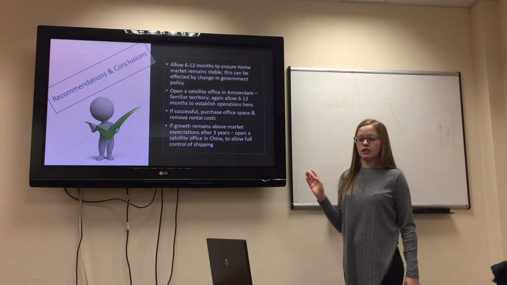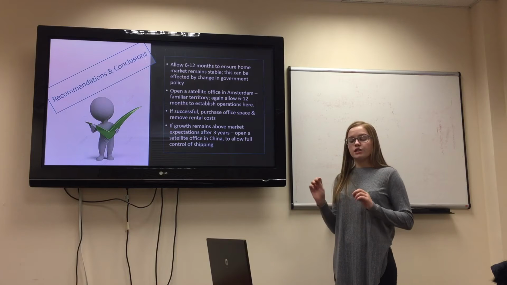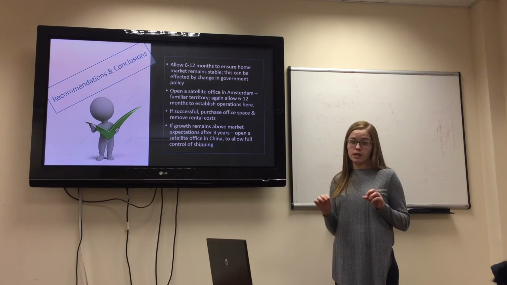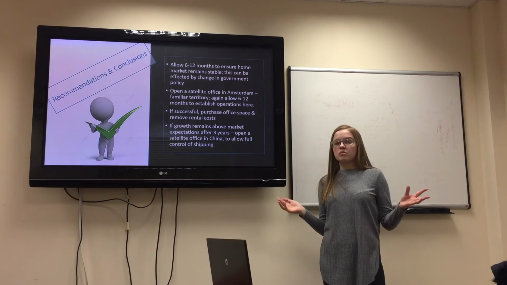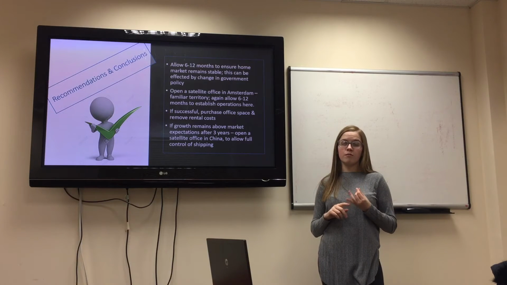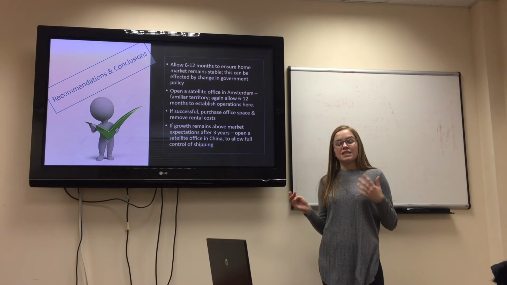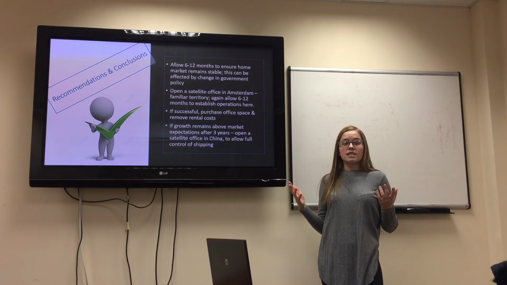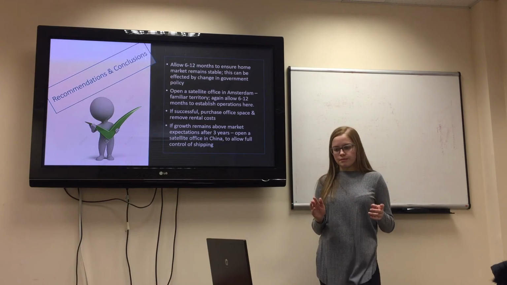So, some recommendations and conclusions. Initially, I would suggest that they allow for 6 to 12 months to ensure that the home market within the UK remains stable in terms of renewable energy development. This has the potential to change, possibly even on a monthly basis, due to changes in legislation from both the UK government and the Scottish government, as there's been a number of incentives designed and implemented over the last 3 years, which have been quickly installed and removed due to the cost.